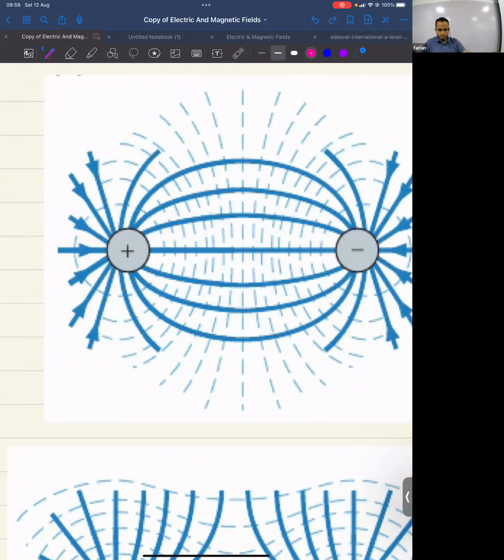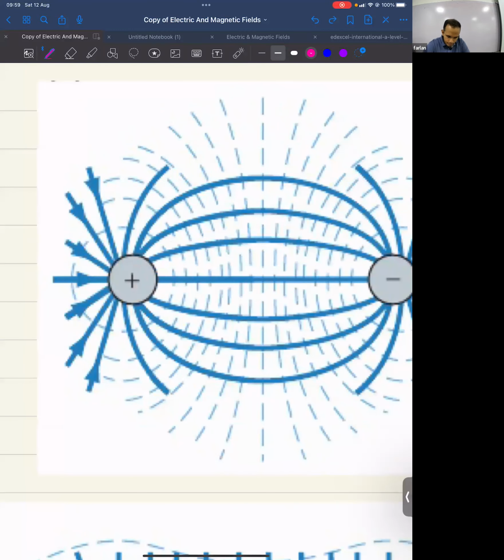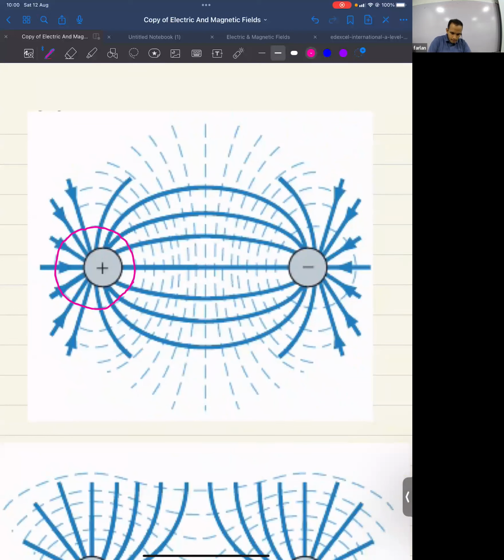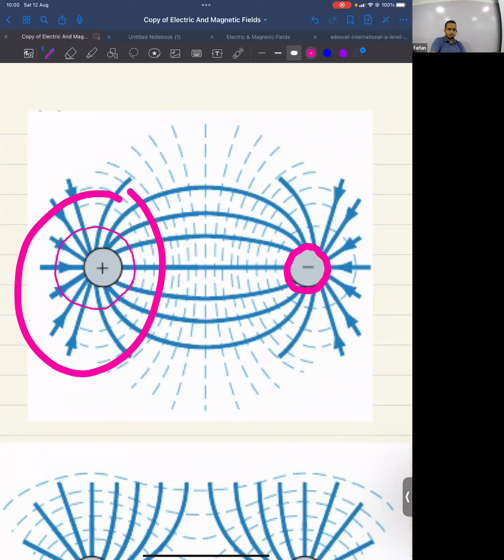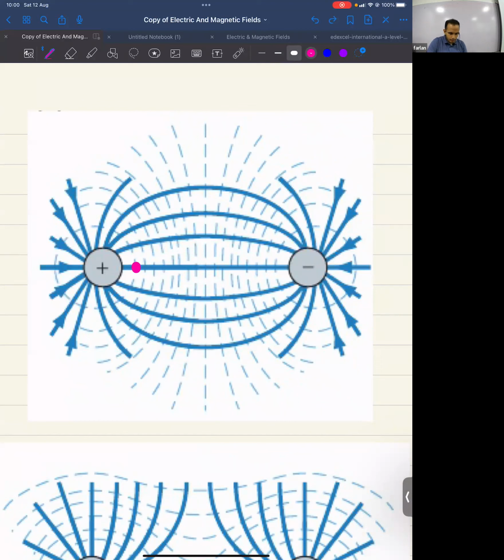I'll take this one. Now, this negative charge is also there. So that negative charge will also contribute to the potential around this positive charge. So now if you take a point somewhere here, the potential at that point is due to both the positive charge and the negative charge.